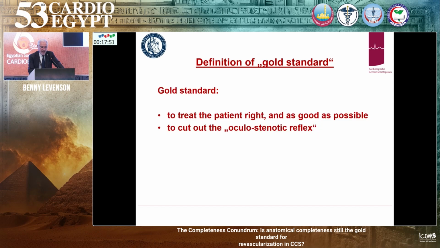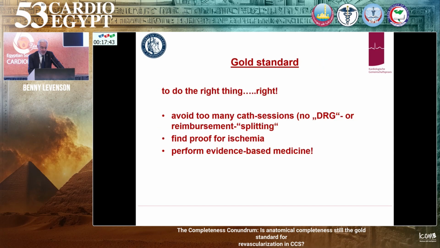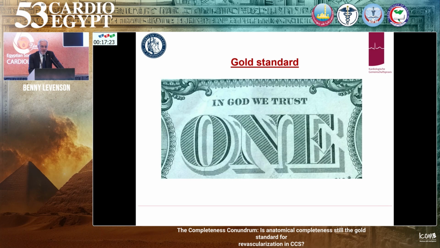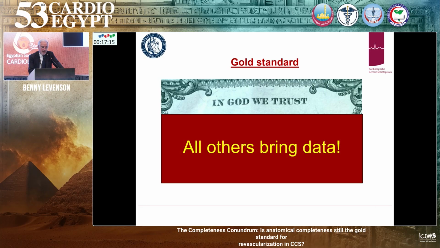Gold standard, in our opinion, should be to treat the patient right and as good as possible, and to cut out the oculostenotic reflex. To do the right thing right. To avoid too many catheterizations, no DRG or reimbursement splitting to make more money in your hospital, to find proof for ischemia, and that's not only the bottom line, this is the headline: perform evidence-based medicine. And you know, there's a saying about the dollar, in God we trust, and the saying in the scientific world is, all others bring data. So I'm going to show you some data.